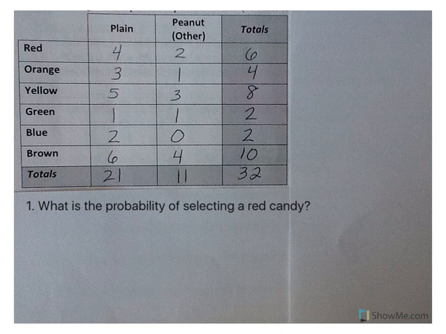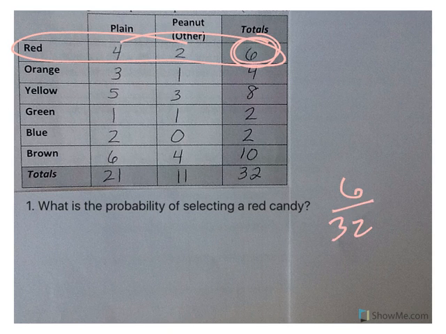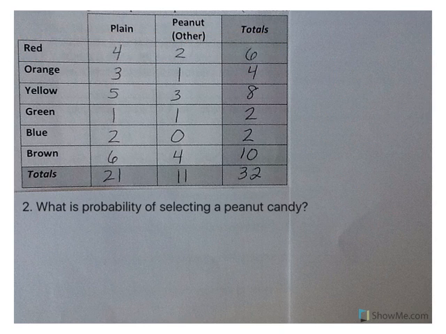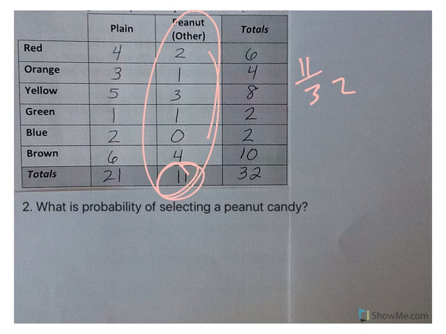Number 1, what is the probability of selecting a red candy? Well, red candy is that top line. So if I'm looking at this, red candy, there were 6 red candies out of 32 total. 6 out of 32 is 0.1875, which is 18.75%. What's the probability of selecting a peanut candy? Well, here's peanuts. There's 11 total, so 11 out of 32, which is 0.344, which is 34.4%.